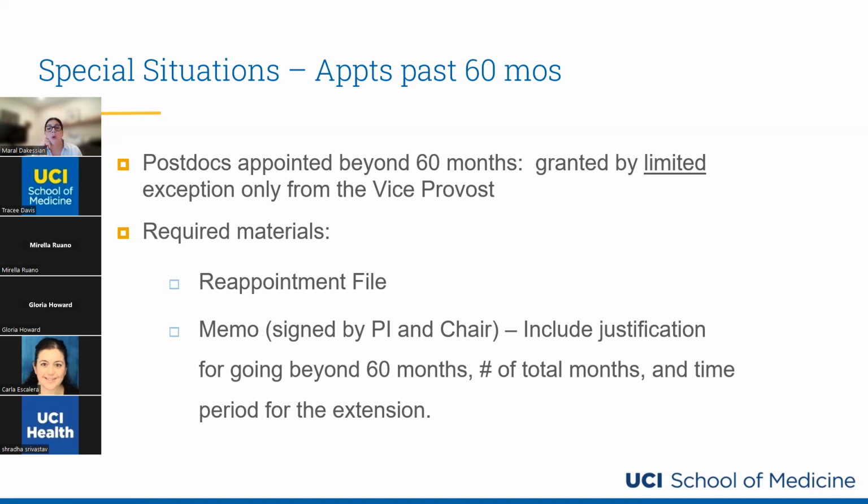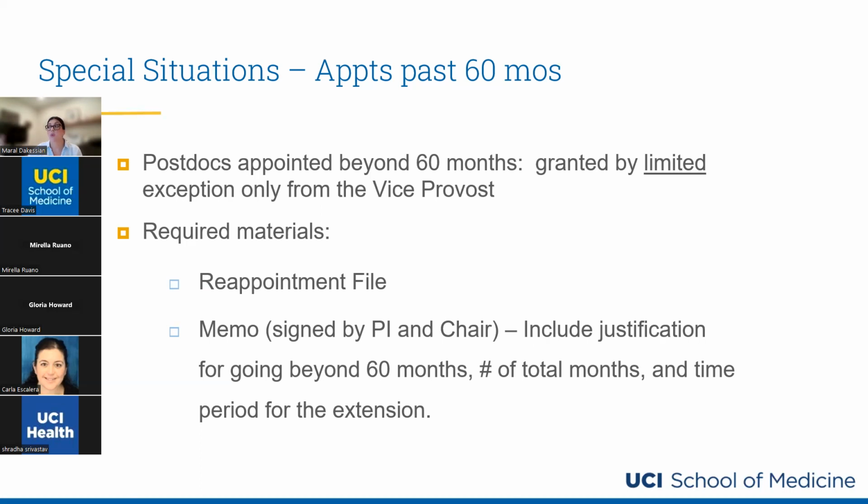So what we need, if your postdoc or your PI wants to appoint past 60 months, is the reappointment file, clearly showing how many months of service the postdoc previously had, and then how many they will have moving forward. And then we need a memo that is signed by the PI and chair, which includes clear justification, and good justification that explains why they want the postdoc to go beyond 60 months.